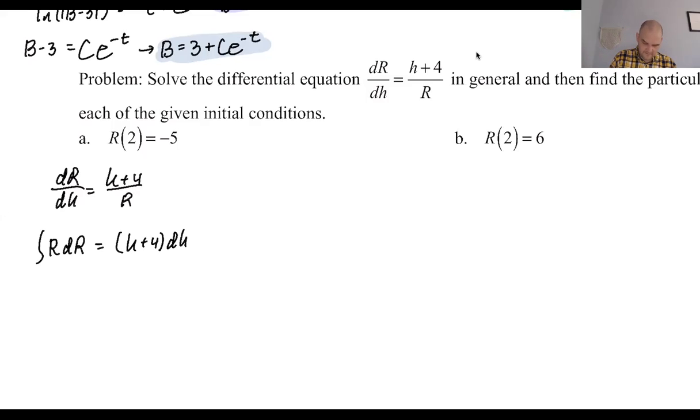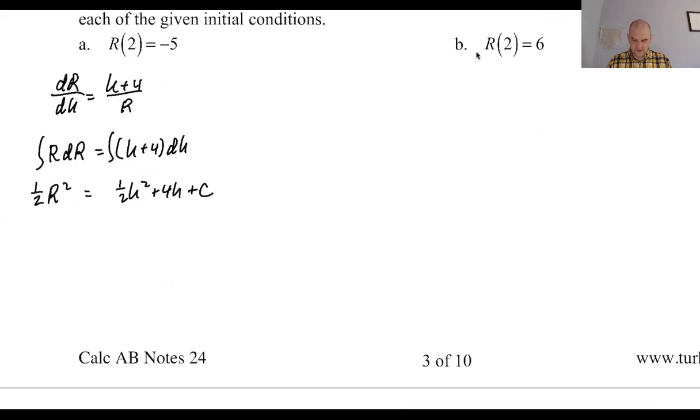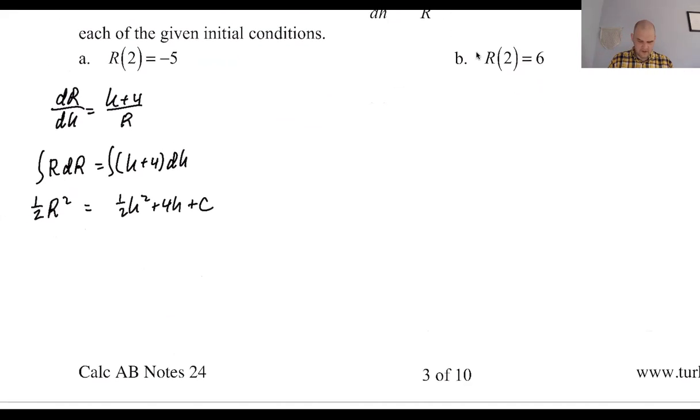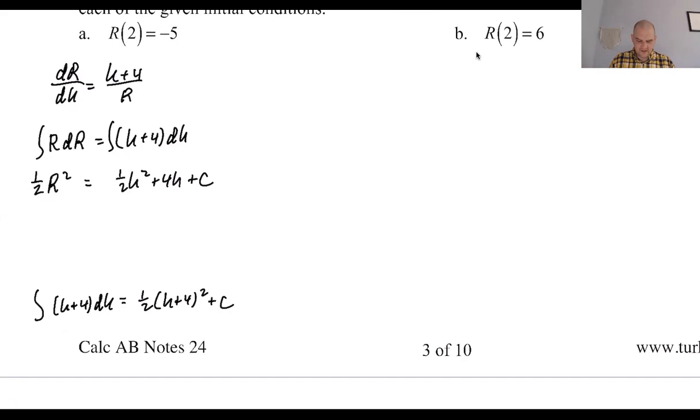And then integral. So here we're going to get 1/2 r squared is equal to 1/2 h squared plus 4h plus c. There are some people who will integrate the quantity h plus 4 dh as 1/2 the quantity h plus 4 squared plus c. They're not wrong. They're just doing it in a slightly different way. And it's probably easier to evaluate that thing when it's written that way, but it's just never how I think to do it. So the next thing I'm going to do is multiply through by 2.